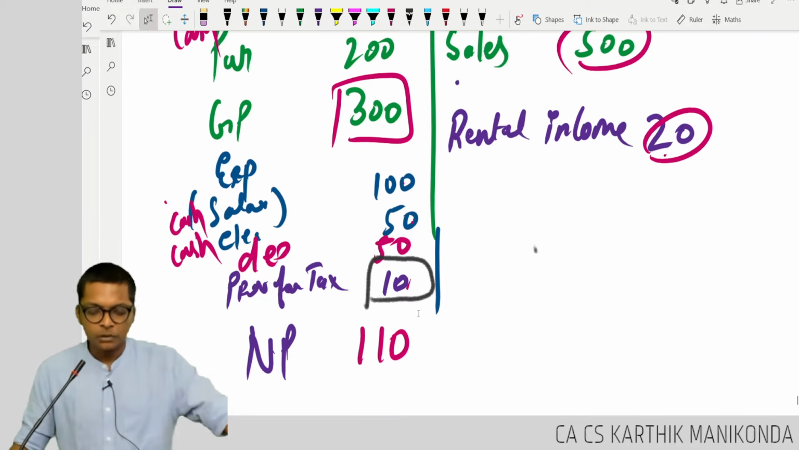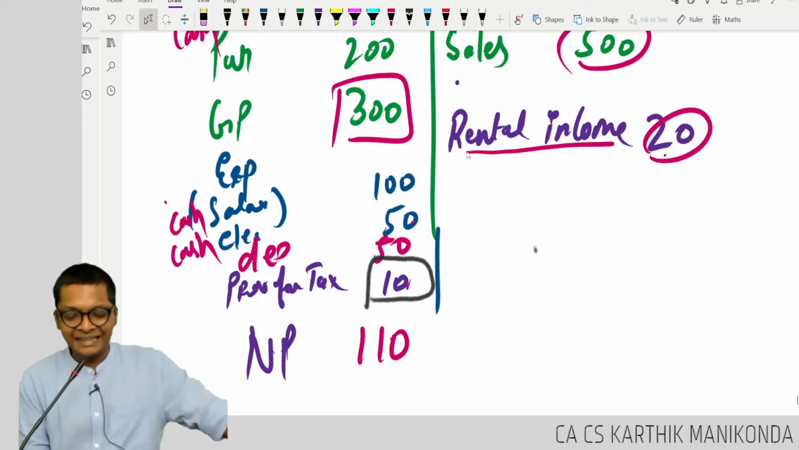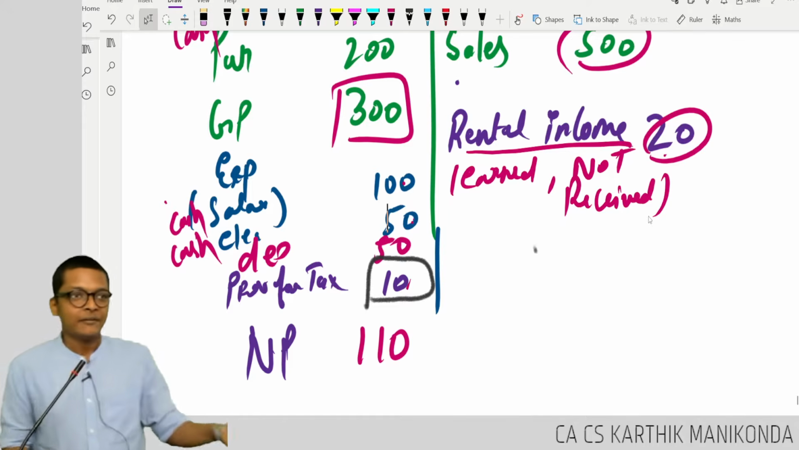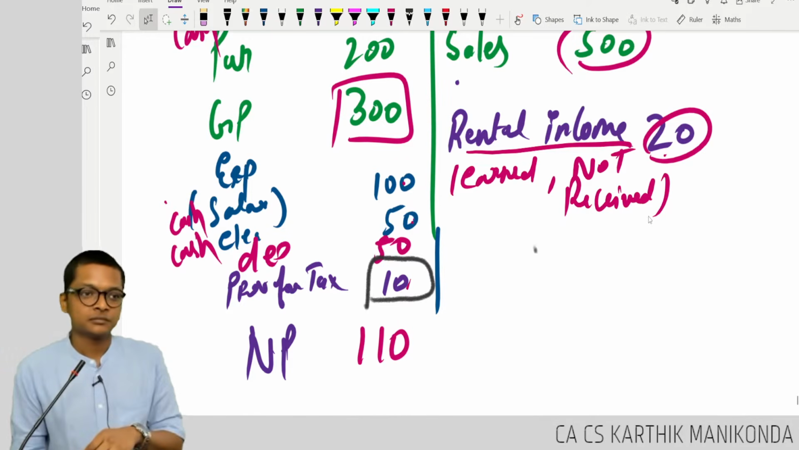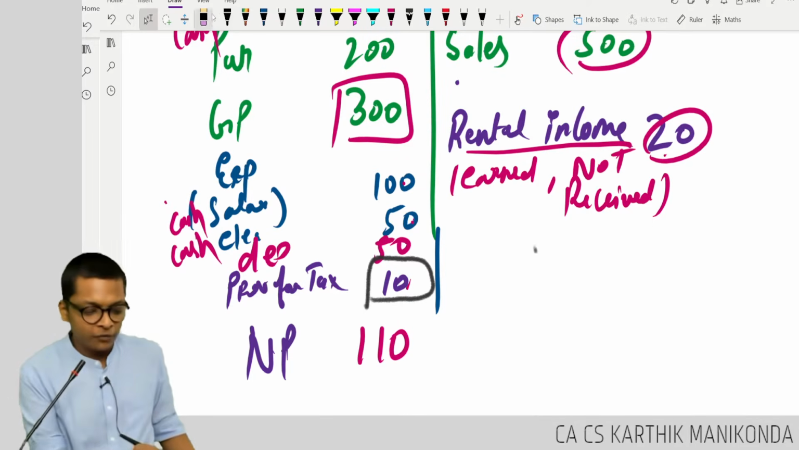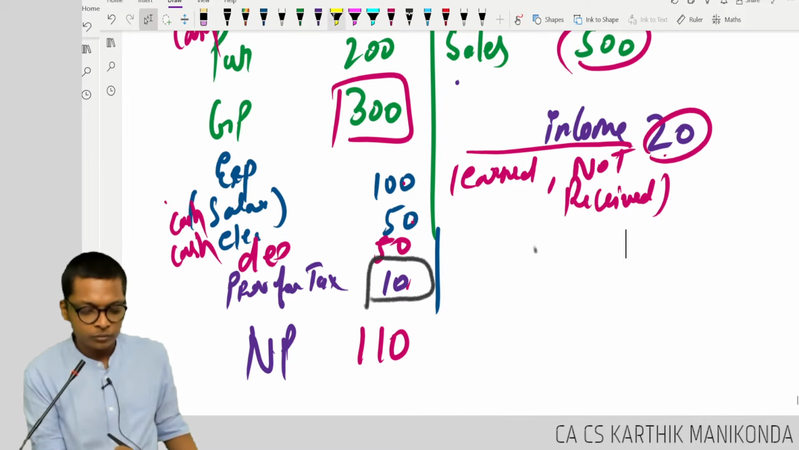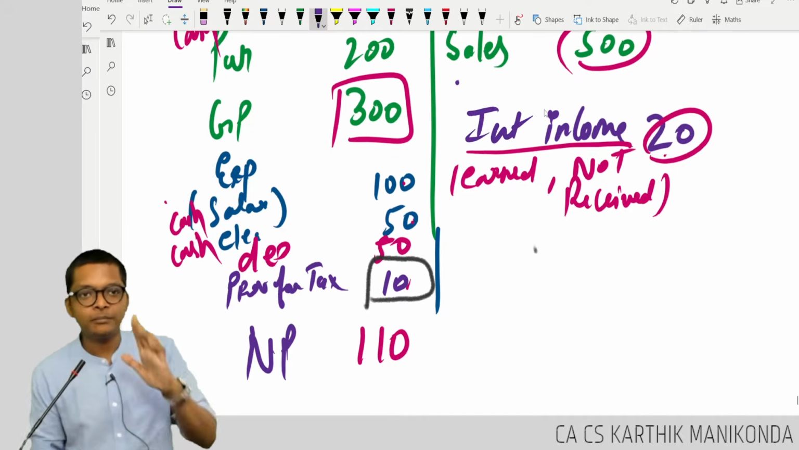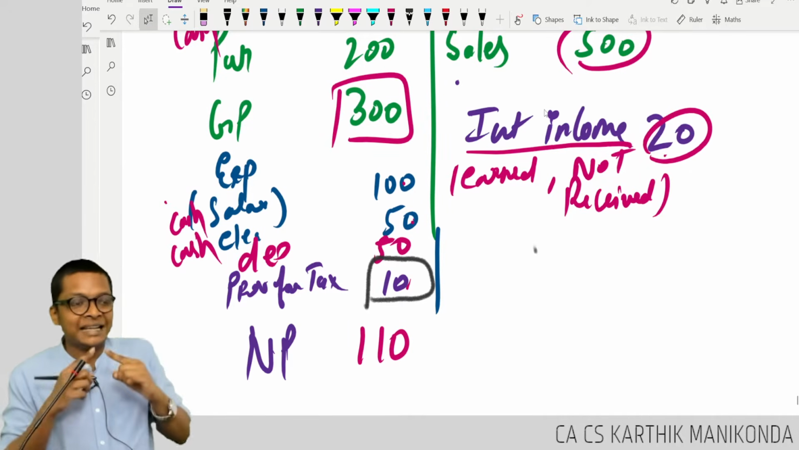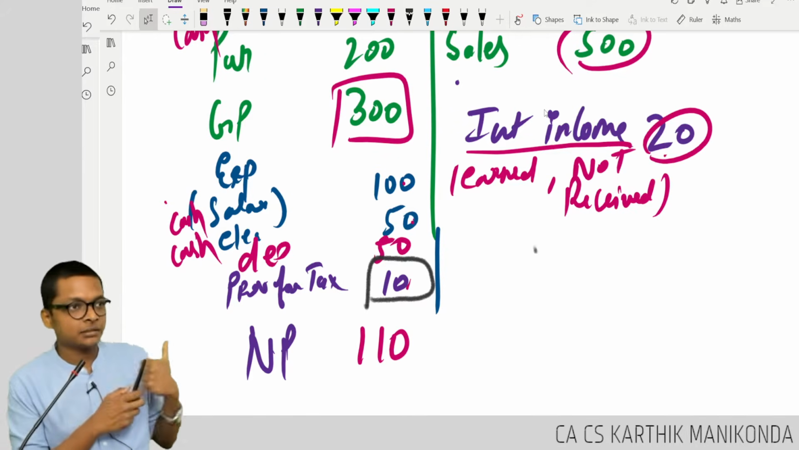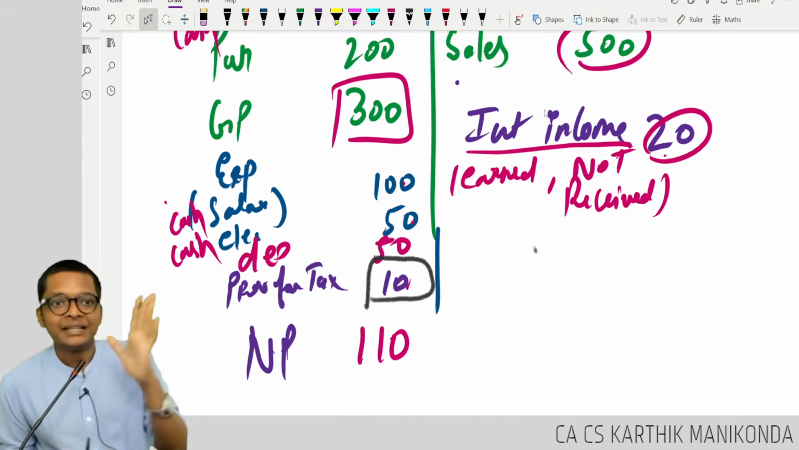Correct. Now I am saying rental income is earned but not received. We are following the accrual concept. So for the earned income, I will write it, or if you are getting confused, you can write rental income earned. Can I change it to interest income? Now are you understanding? Interest the bank gives. Interest accrued but not yet received. Now it makes sense. Interest accrued but not yet received.